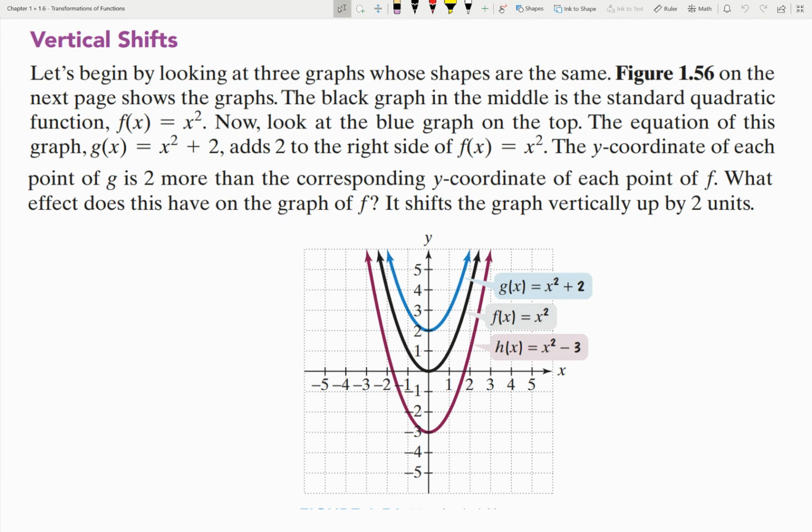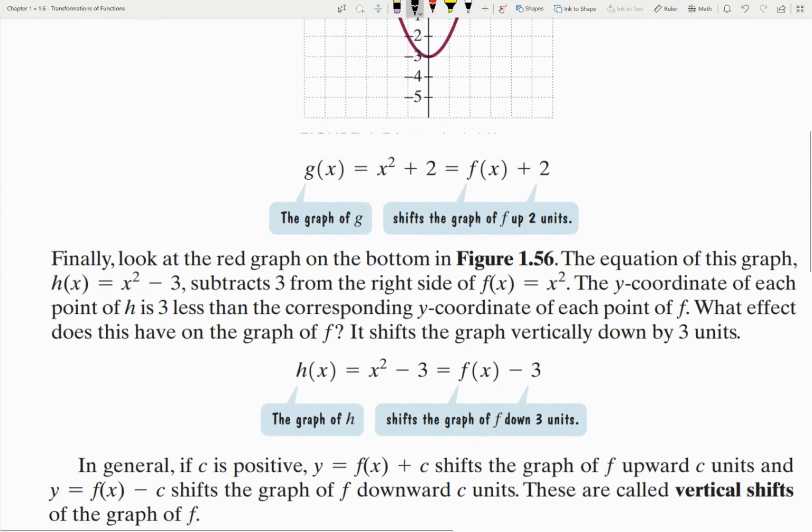Okay, the black graph is the standard function, the parent function, f of x is equal to x squared. The blue graph on top is x squared plus 2, and the red graph on the bottom is x squared minus 3. Okay, notice what the effect was of these two additions to the function. If I added 2, it made the blue go up. If I subtracted 3, it made the red go down.